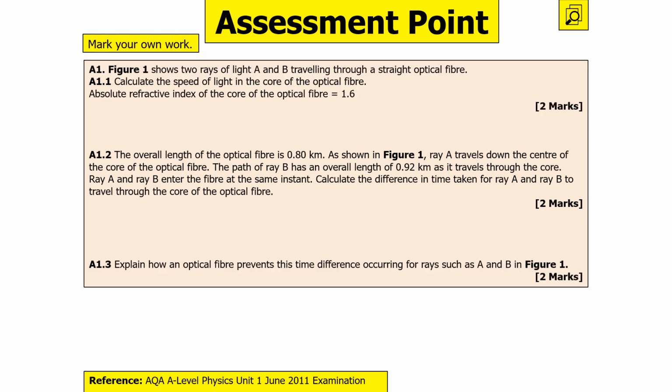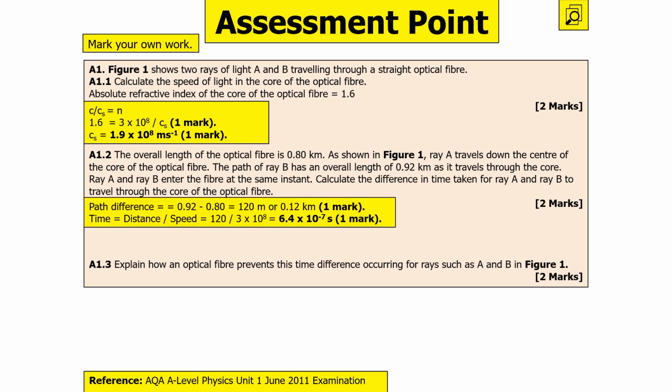Right, so in this first one, we know how we can work out the speed because we've got the absolute refractive index. The absolute refractive index is the speed in a vacuum divided by the speed in the material. Rearranging, the speed in the material is 1.9 times 10 to the 8 meters per second. That's less than the speed of light, so it makes sense. The next one, we can see that the path difference is actually going to be 120 meters or 0.12 kilometers, from the overall length to the path length of ray B. You can see that's the difference there.